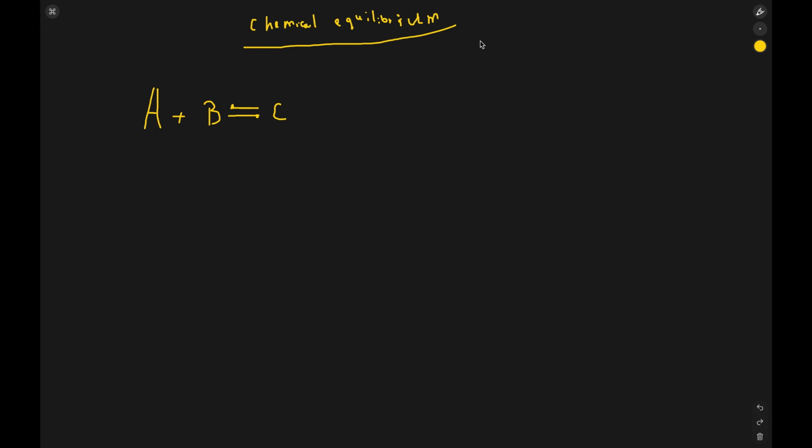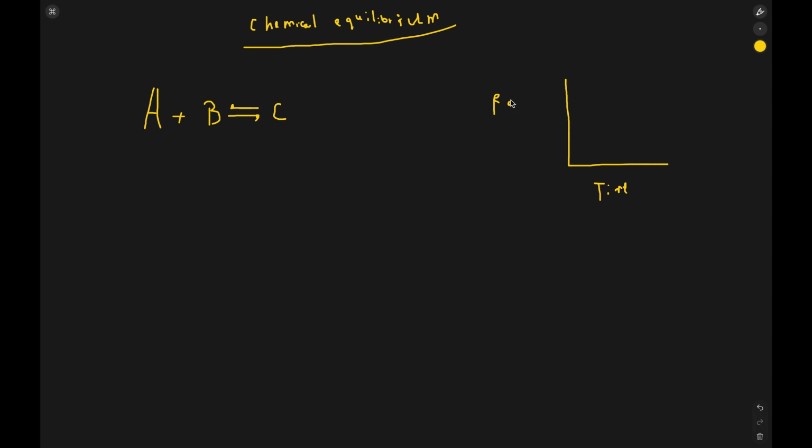A chemical equilibrium. So what exactly is a chemical equilibrium? Now let's say we have a reaction that says A plus B makes C. That reaction has to be reversible, meaning that the reactants can make products and the products are also able to make reactants.